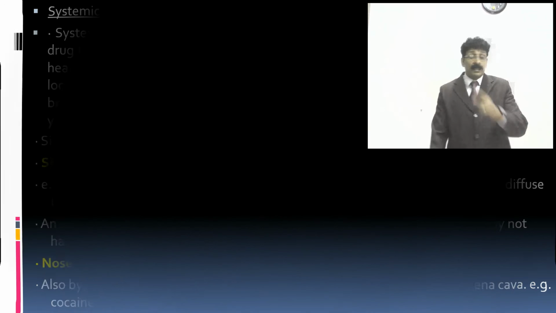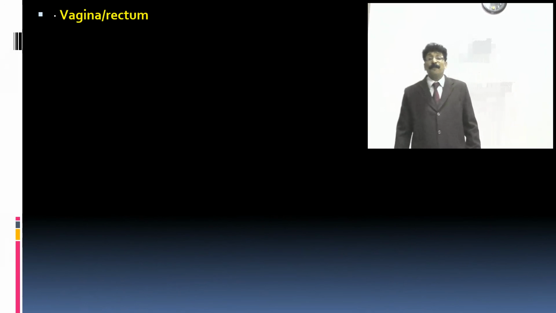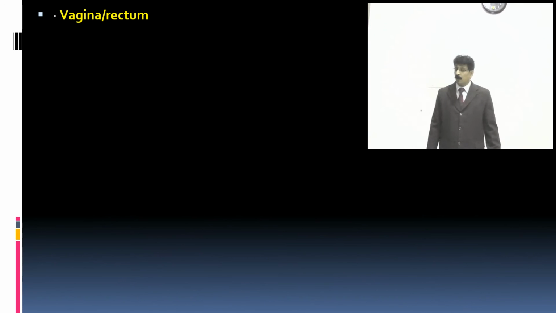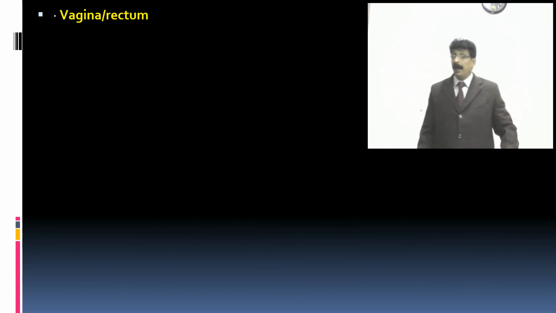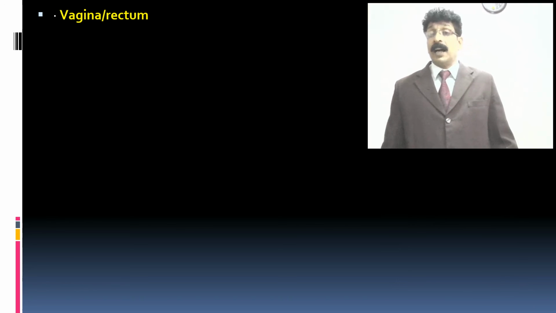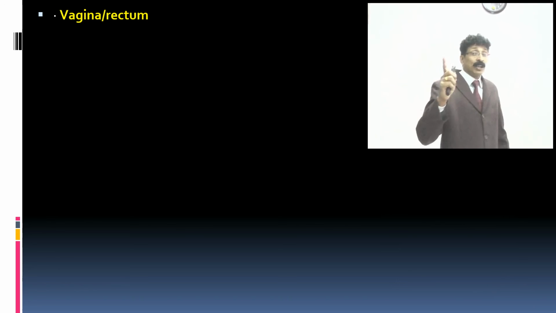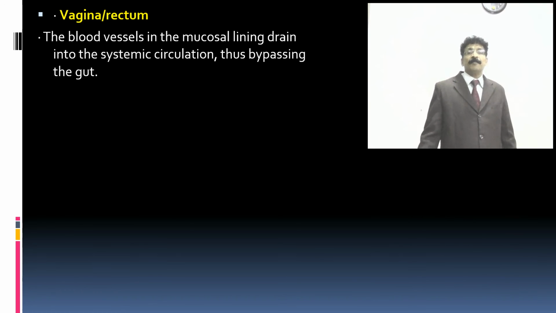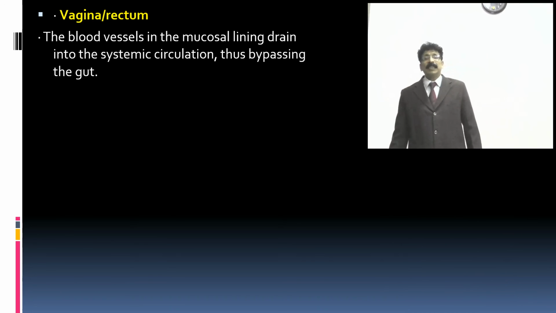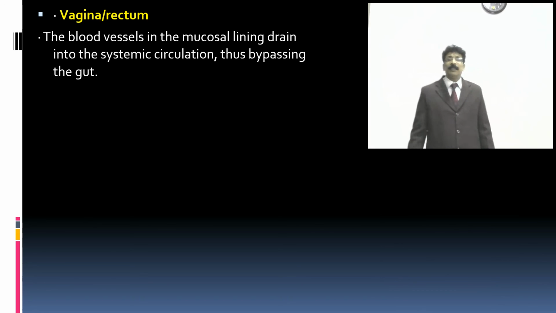Clearly understand the difference between systemic administration and local administration. The route may be similar, but what is the drug's physicochemical property? That is the point which you have to remember. Vaginal and rectal: the blood vessels in the mucosal lining drain into the systemic circulation, thus bypassing the gut.